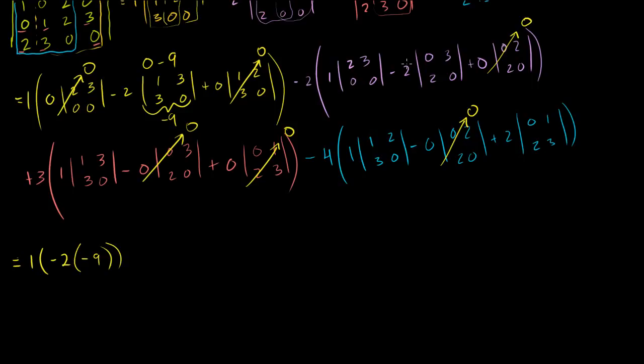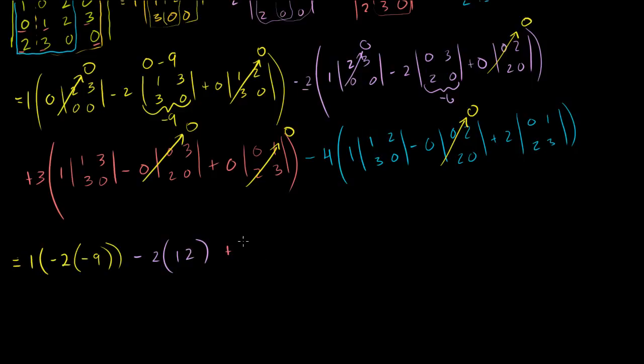Now let's do this term right here. So it's minus 2 times. Now what's this determinant? 2 times 0 minus 0 times 3. That's 0 minus 0, so this is 0. That guy became 0, so we can ignore that term. This term right here is 0 times 0, which is 0, minus 2 times 3. So it's minus 6. So you have a minus 2 times a minus 6. So that's a plus 12. So I'll just write a plus 12 here. This minus 2 is that minus 2 right there.